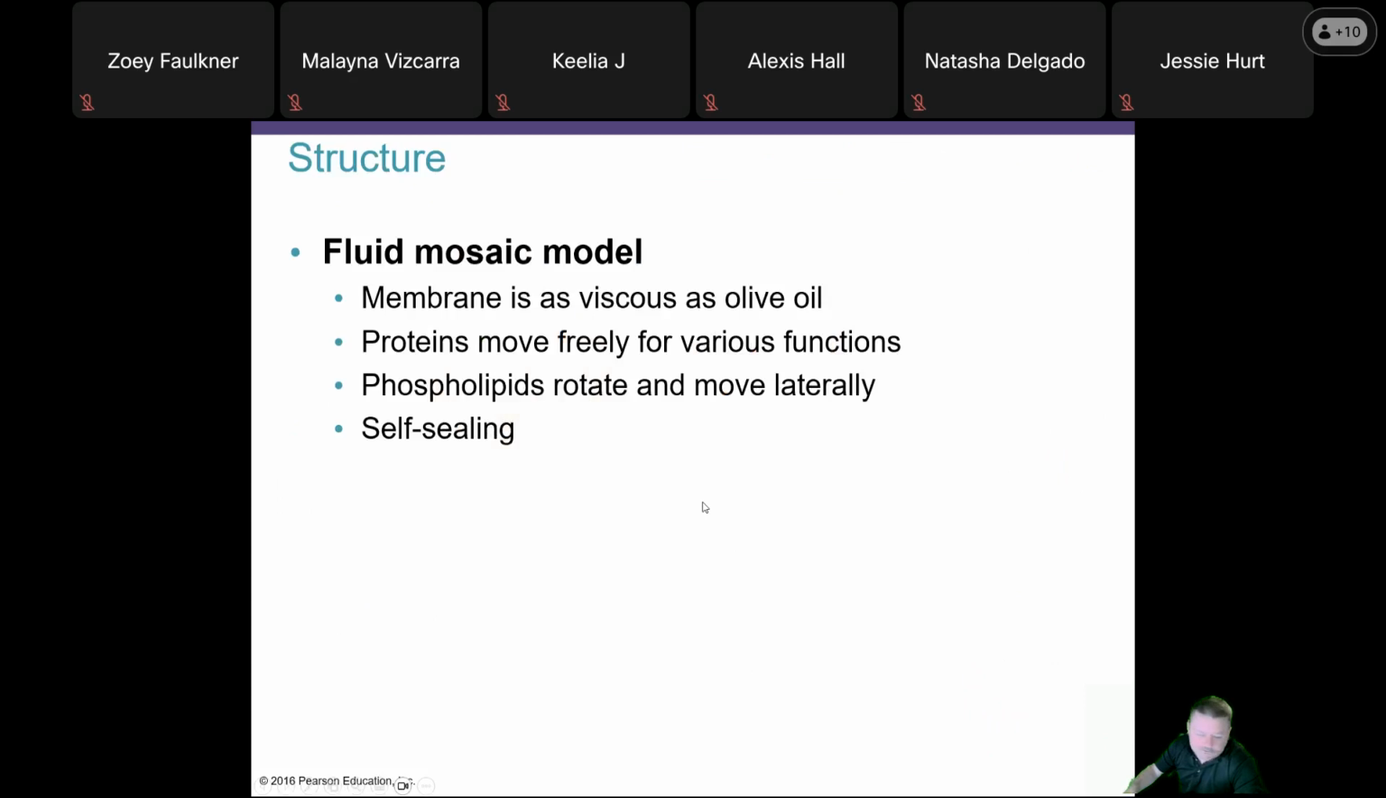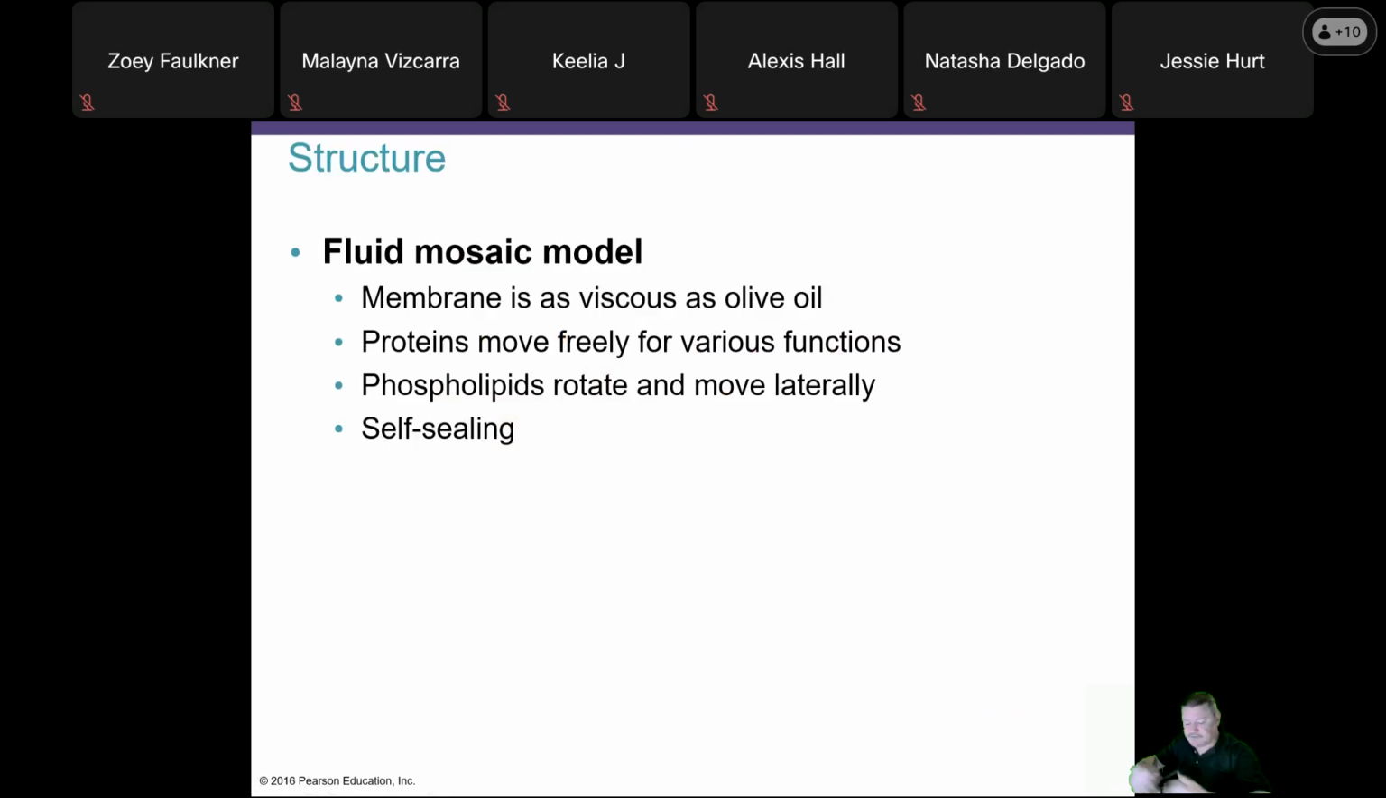So the structure of our plasma membrane is the same. It's that fluid mosaic model. The membrane is as viscous as olive oil, and proteins move freely for various functions. We have phospholipids rotating and moving laterally.